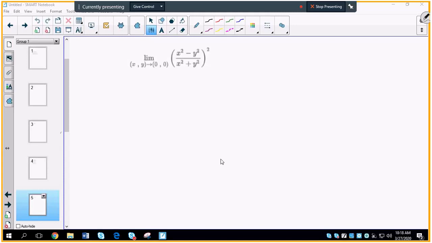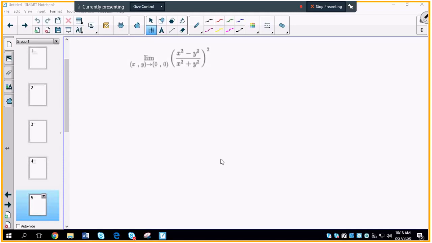So for example, the example you are seeing on your screen is the limit as x comma y goes to 0 comma 0. You have the point 0 comma 0 being approached, and as I have said, you can approach this point in so many directions, uncountably infinitely many directions. If in all possible directions the value of the limit is the same number for a given function, then we say the limit exists.